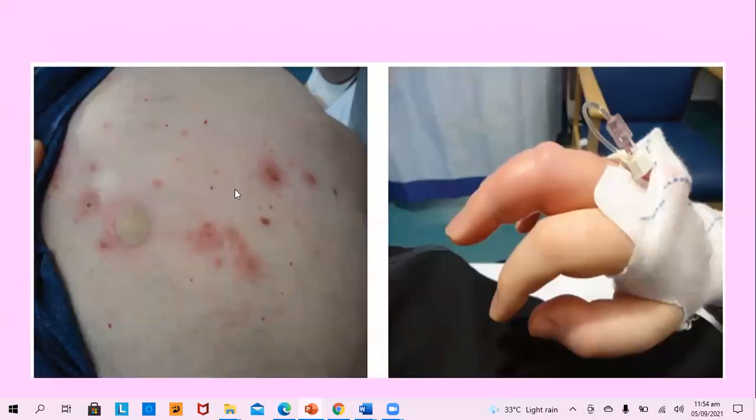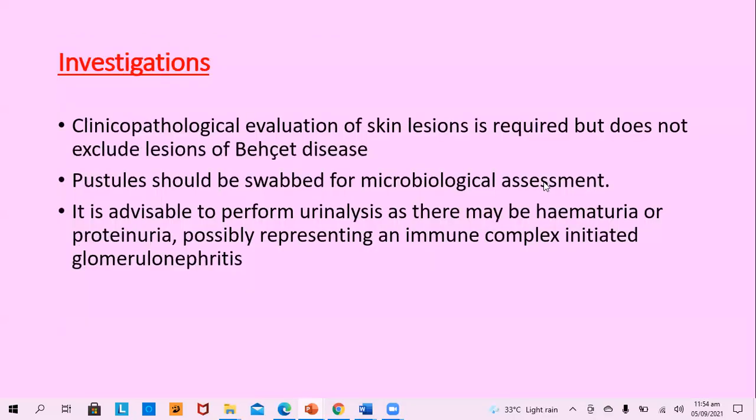You can see the pustular vasculitic lesions here and arthritis or arthralgias. Investigation. Clinicopathological evaluation of skin lesions is required but does not exclude lesions of Behçet's disease. So other features of Behçet's disease should be looked for. Pustules should be sought for microbiological assessment.